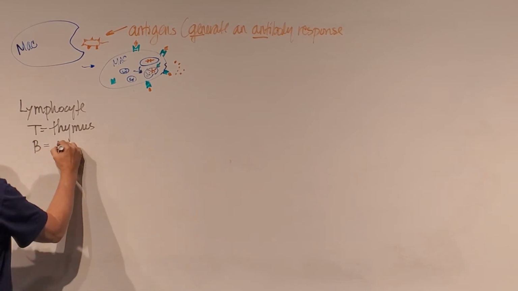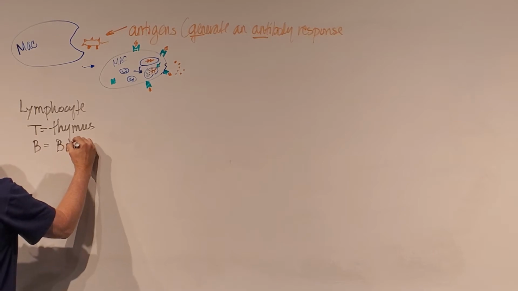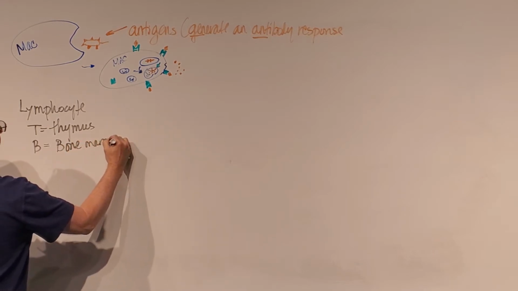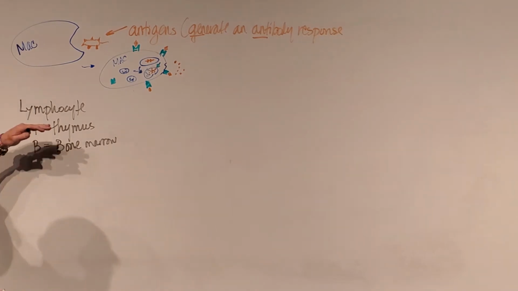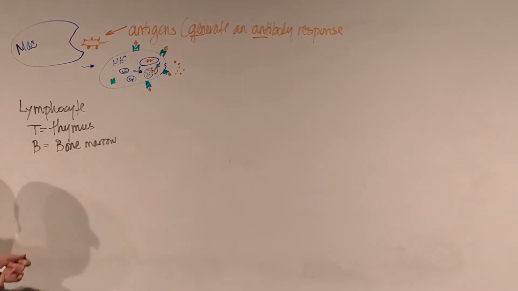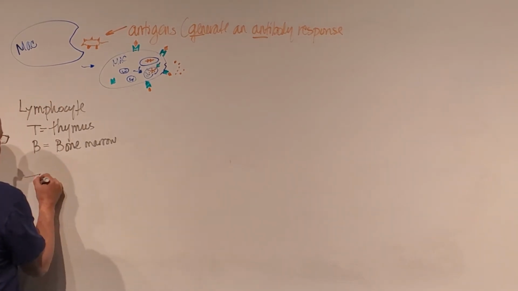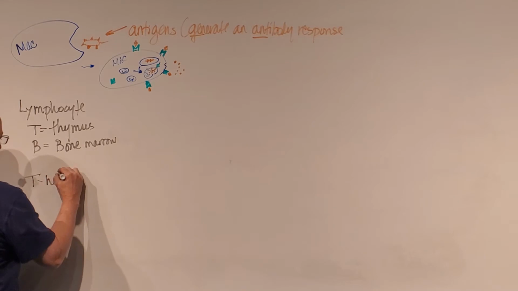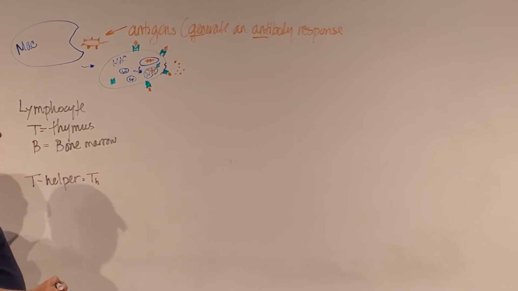And some are called B lymphocytes, for bone marrow. Actually, it's the bursa of Fabricius, but we're not talking about it. So B lymphocytes mature in the bone marrow. T lymphocytes mature in the thymus. That's where they kind of get their name from. There's a specific type of T lymphocyte called a T helper cell. T helper cells, I'm going to abbreviate as a T with a little H on them.